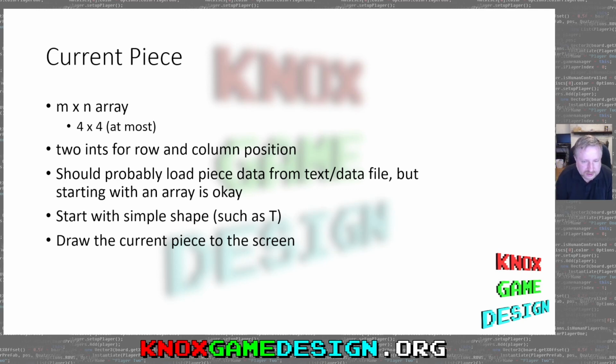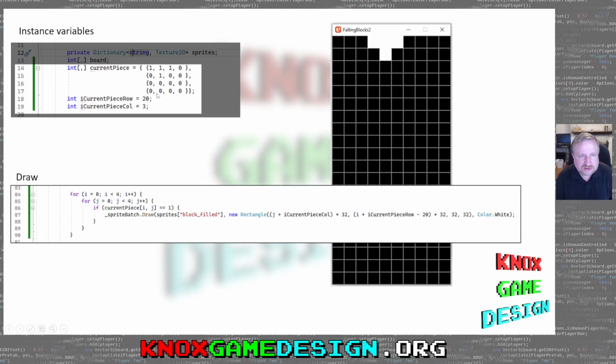Then we want to draw that piece to the screen. So here's the example. We got current piece as a 2D array, and there's our T structure right there. I'm going to mention that this is actually upside down because our rows are going to go vertically from 0 at the bottom to 20 at the top, or 1 at the bottom to 20 at the top. You can either go from 0 to 19 or 1 to 20. It's all up to how you decide to code it.